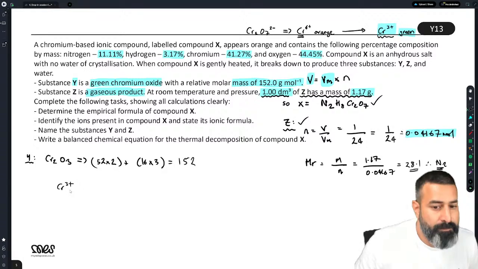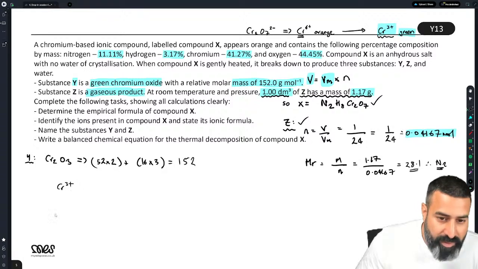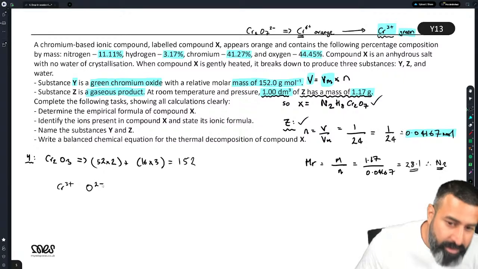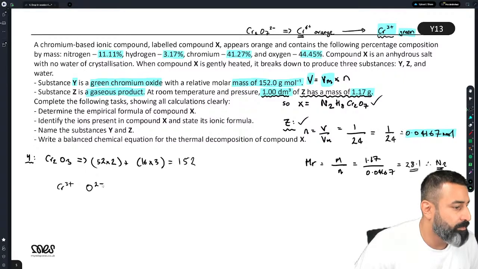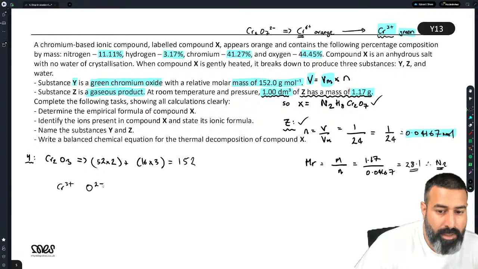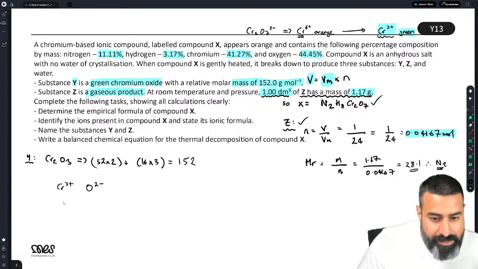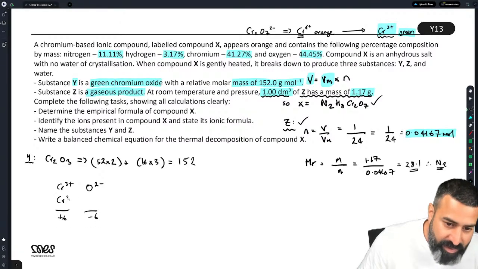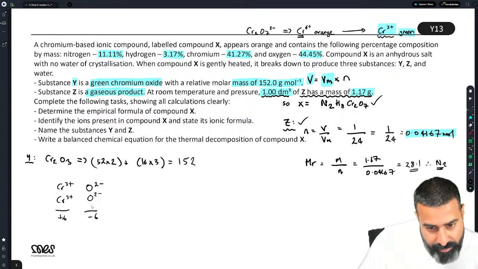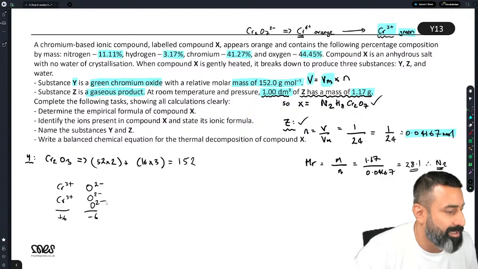So I'm saying that Cr3+ is one of the ions. If Cr3+ is one of the ions and I'm combining it with an oxide, well, I know that the oxide is 2-. Agreed? So therefore, what's the lowest common multiple? The lowest common multiple of 2 and 3 is 6, so I need to make this +6 overall, and that -6, so I need 2 of these chromiums and 3 of these oxide ions, and bosh, done.